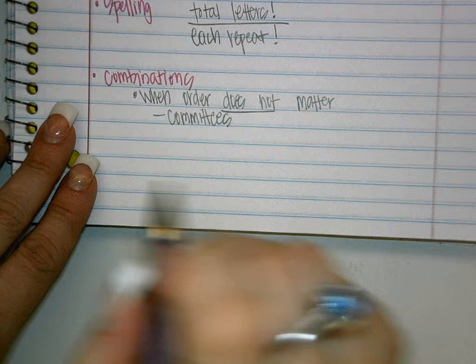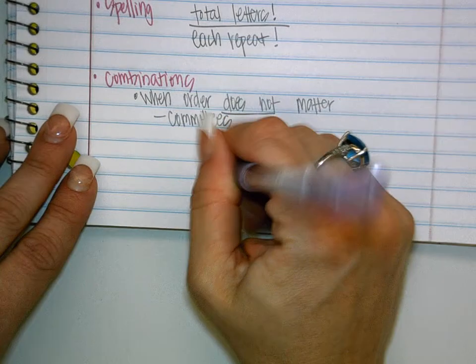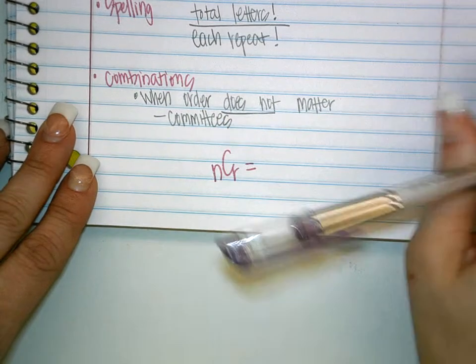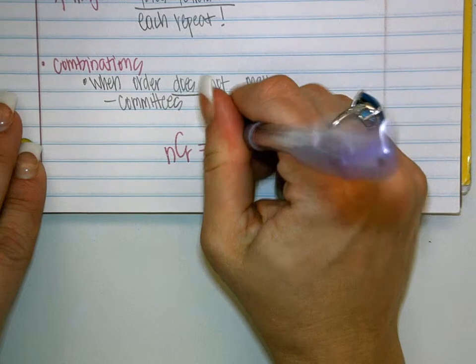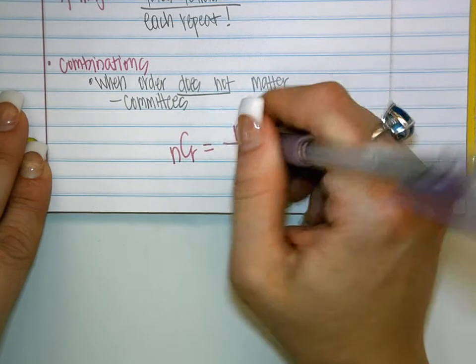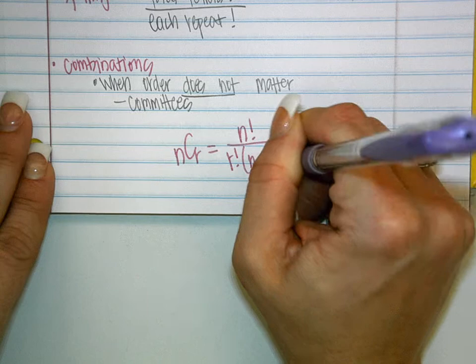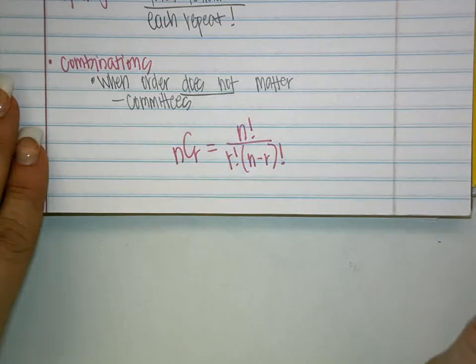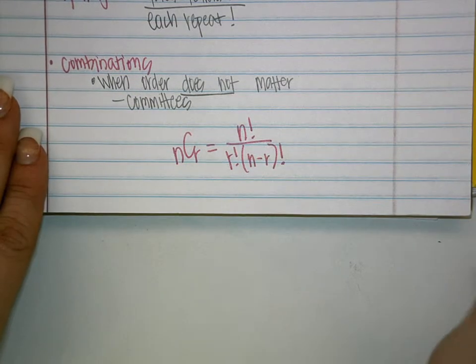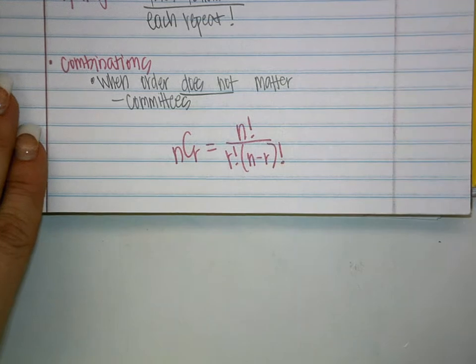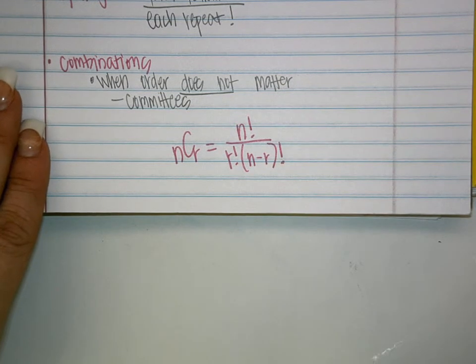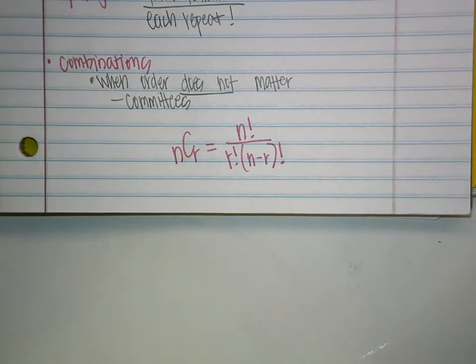You also have to have the formula for nCr memorized. The formula for nCr is equal to n factorial divided by r factorial multiplied by the difference, n minus r factorial. You do have to have these memorized and know which one is which. It's not enough to just know how to put them on your calculator.